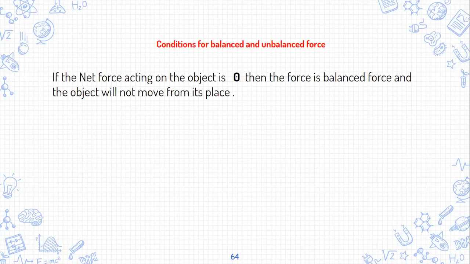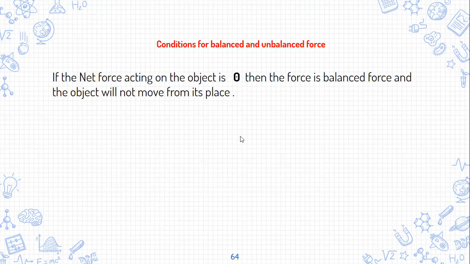If the net force acting on the object is zero, then the force is a balanced force. Balanced force means the object will not move from its place. If I want to go a little deeper, if you are pushing a bottle from the left hand side and also pushing it from the right hand side with the same 10 newton force, what will the net force be? Zero, because the forces act in opposite directions, so we minus the forces, and the total force becomes zero. That means the body will not move, therefore this is a balanced force.